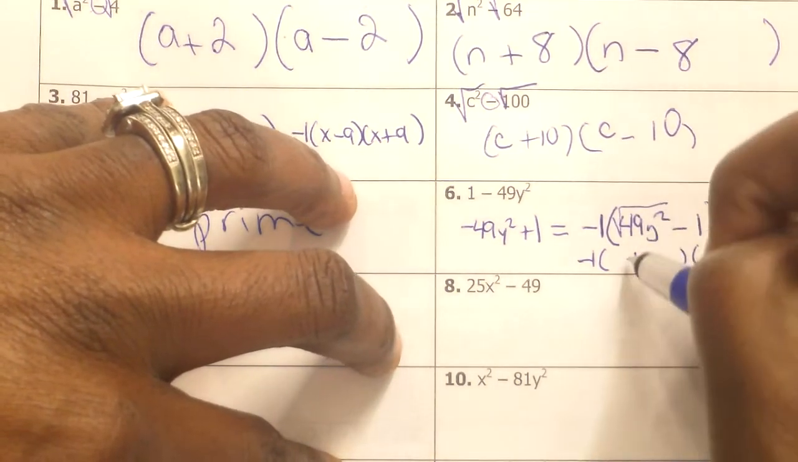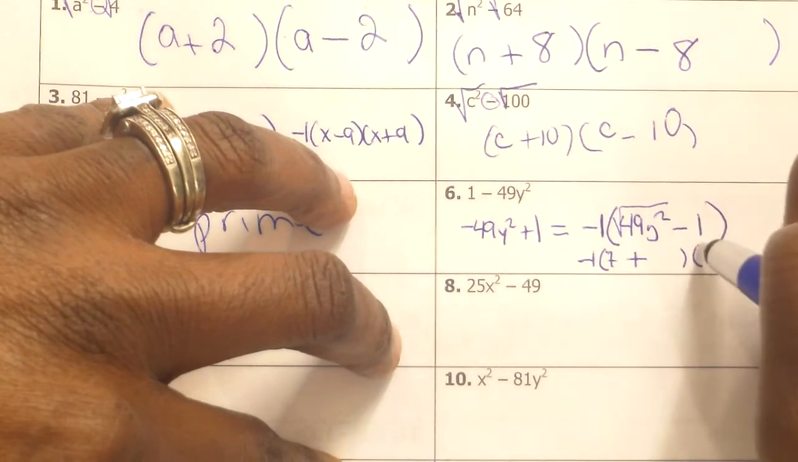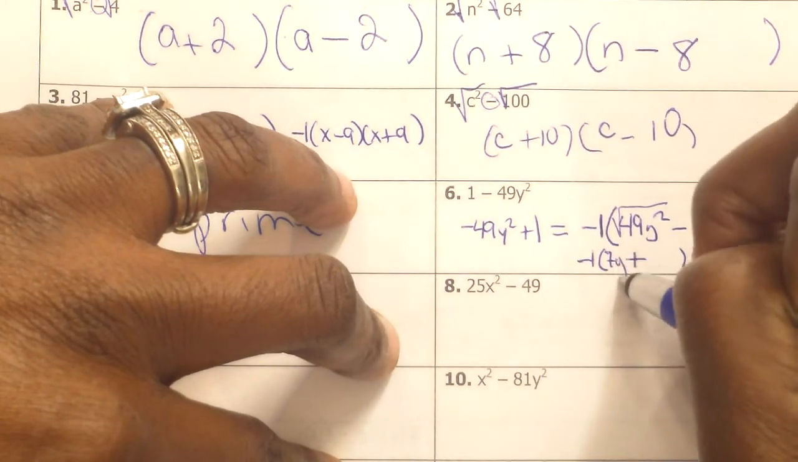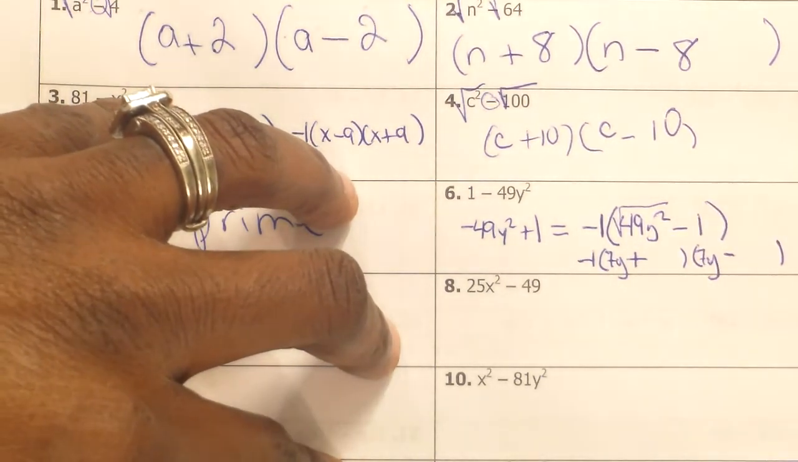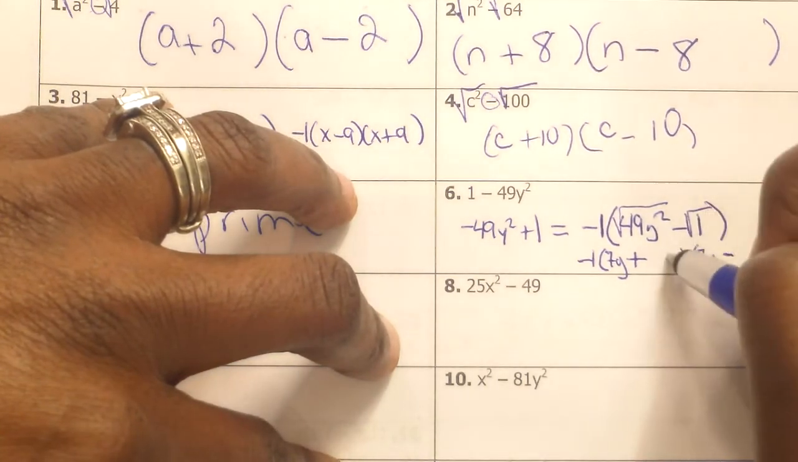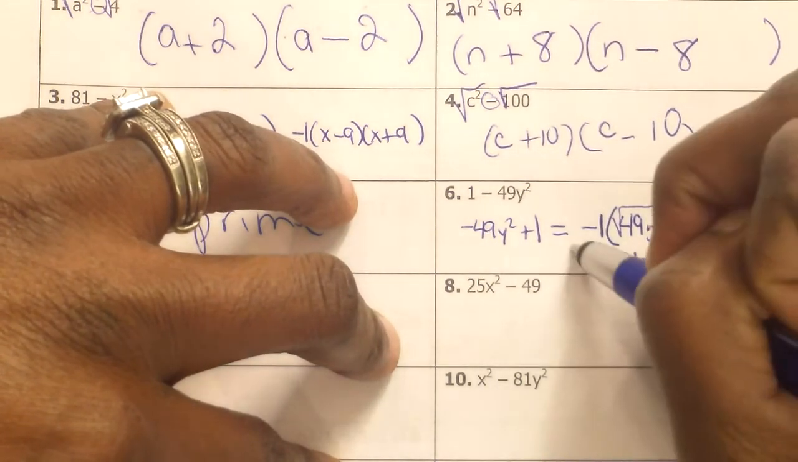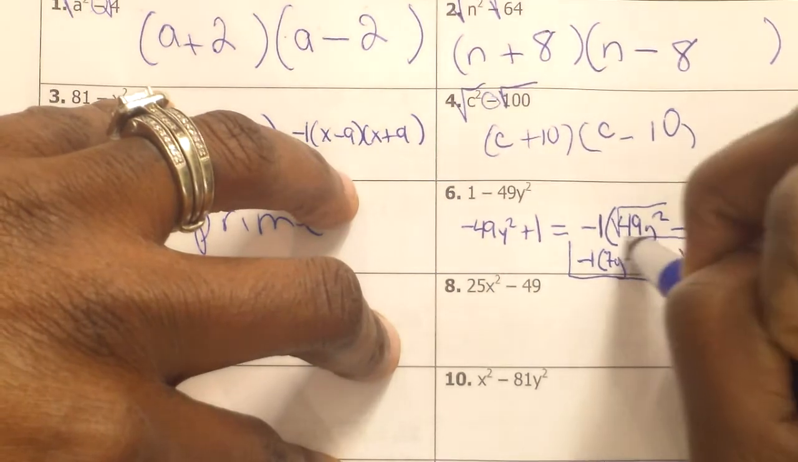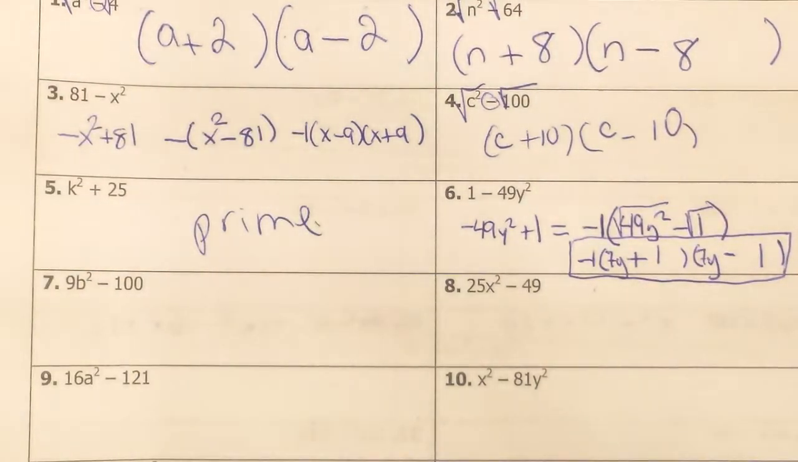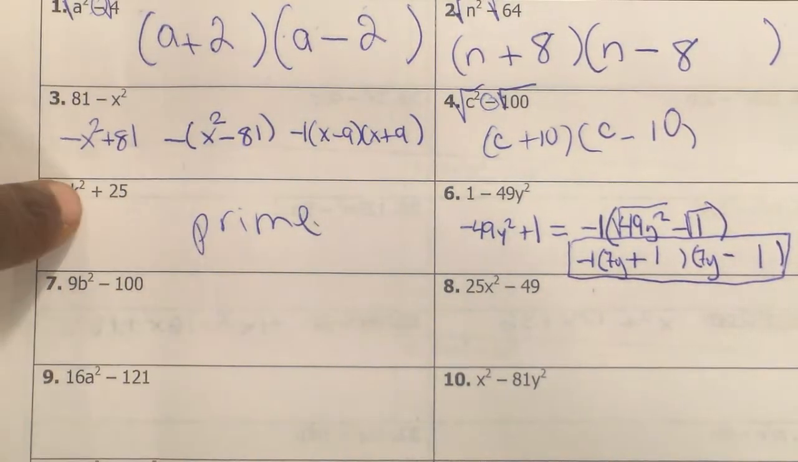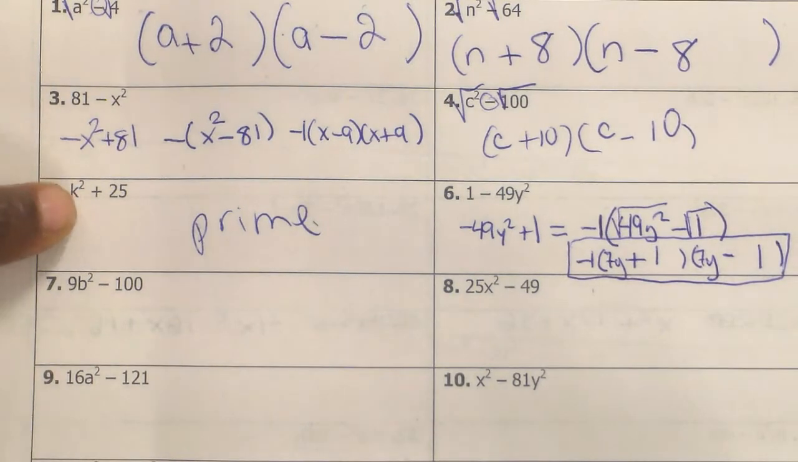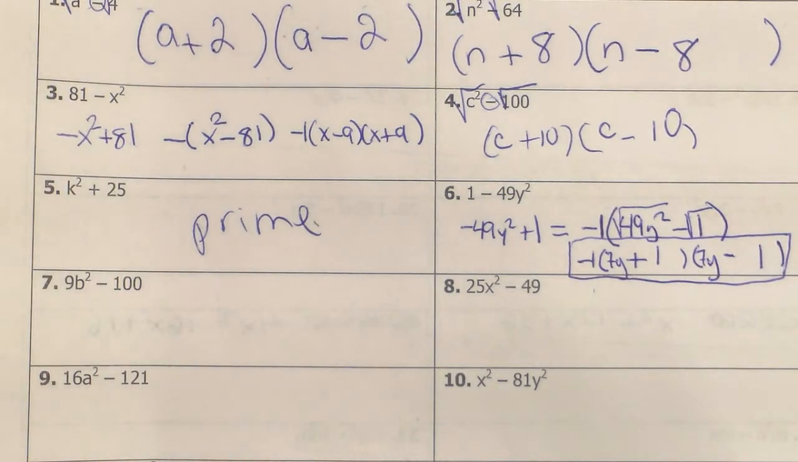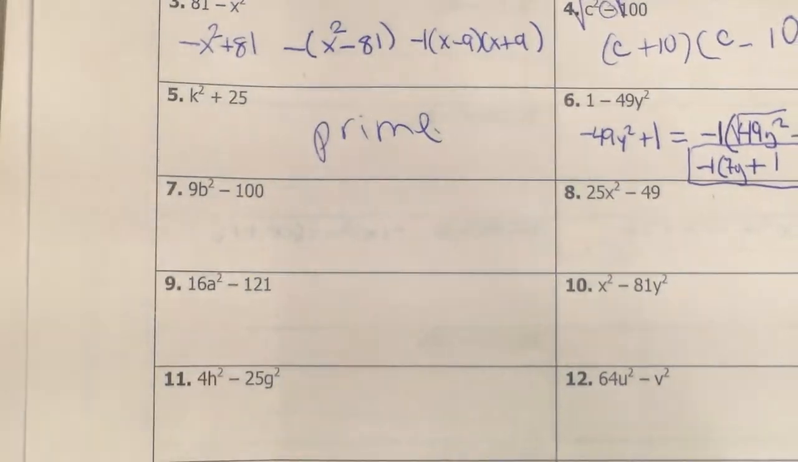The square root of 49 is 7 and 7. And then with y squared, it's going to be 7y and 7y. Got it? The square root of 1 is 1 and 1. And now there's our answer. That happened by pulling out the GCF of negative 1. In the previous one, it was just positive, so we couldn't pull out a GCF of negative, so it was just prime. Got it?